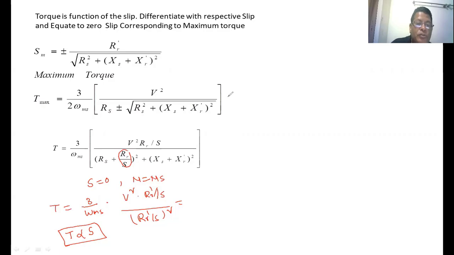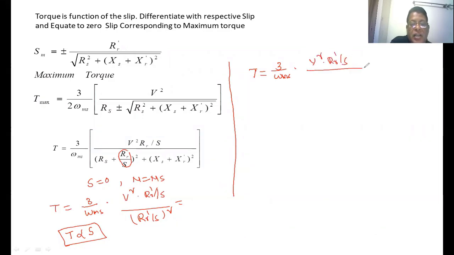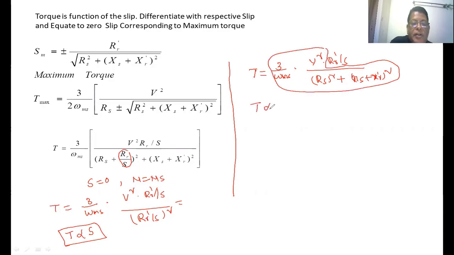Suppose the slip value is more. When the slip value is more, this value becomes very, very low, so we neglect this quantity. So the torque developed in the induction motor, T, equals 3 by omega ms into V squared Rr' by s divided by (Rs squared plus (Xs plus Xr') whole squared). This whole thing is a constant. So the torque developed in the induction motor is inversely proportional to the slip when the slip value is higher.